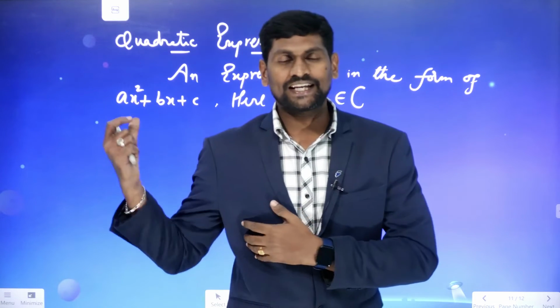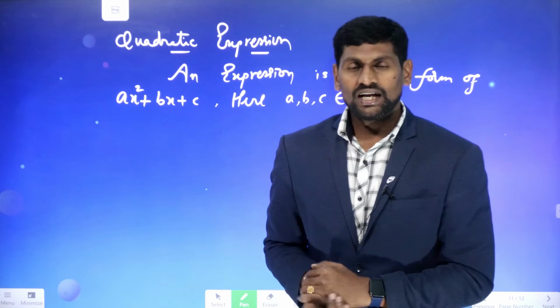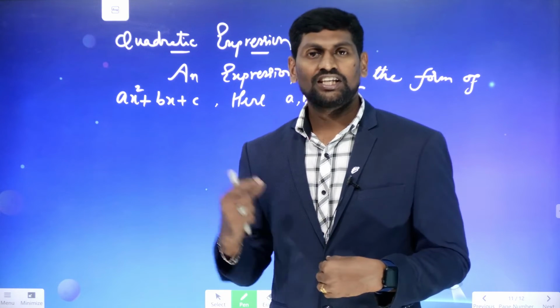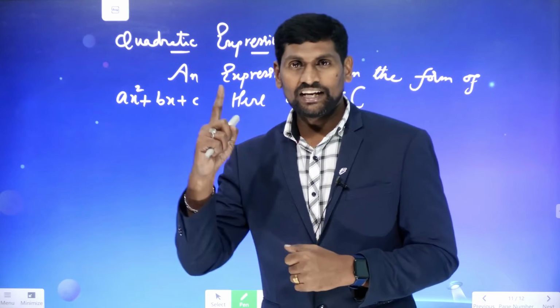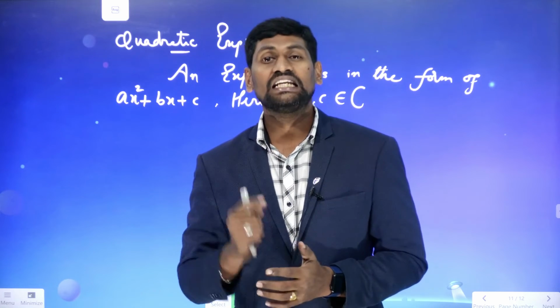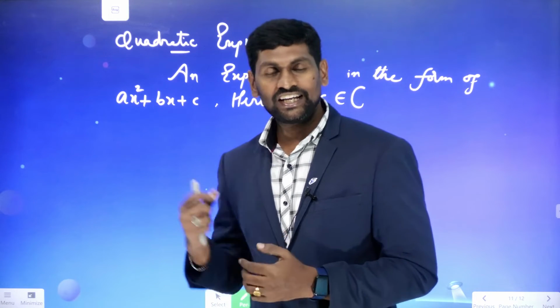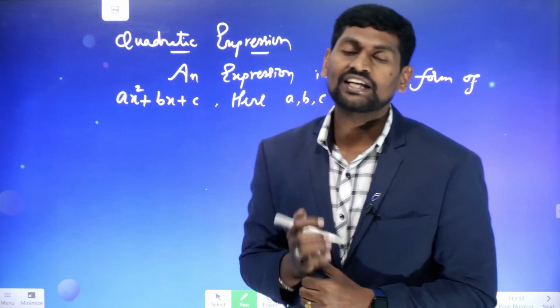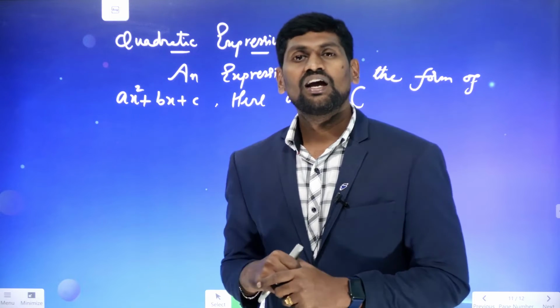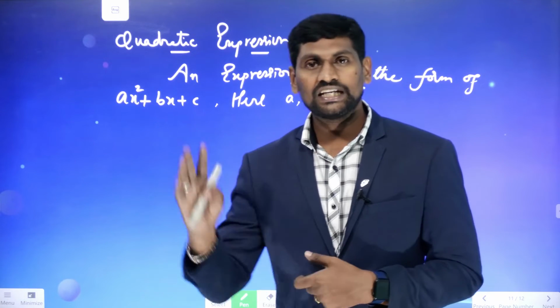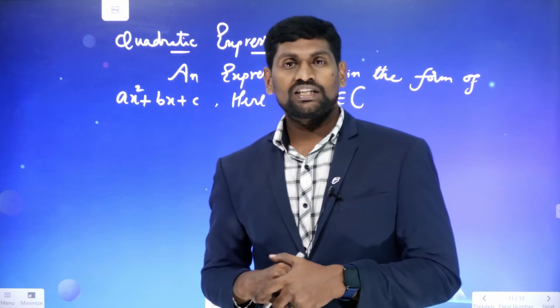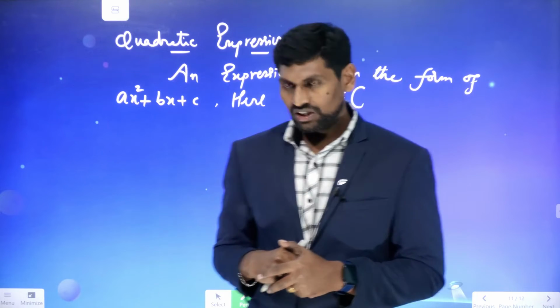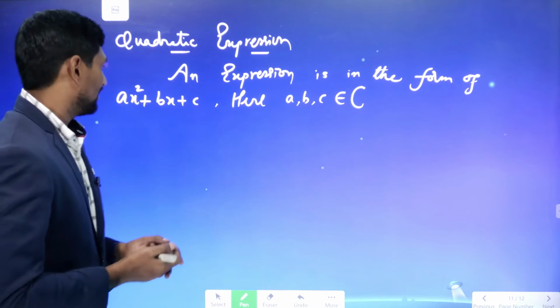Now, why is it a quadratic expression? While you are observing this expression, its degree is 2. A degree 1 expression is called a linear expression. Degree 2, quadratic expression. Degree 3, cubic expression. Degree 4, biquadratic expression. Okay? Sir, what is degree, sir?